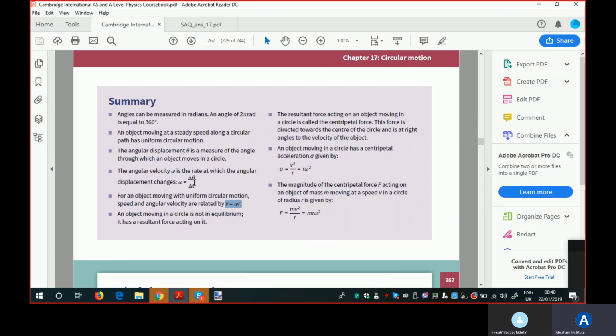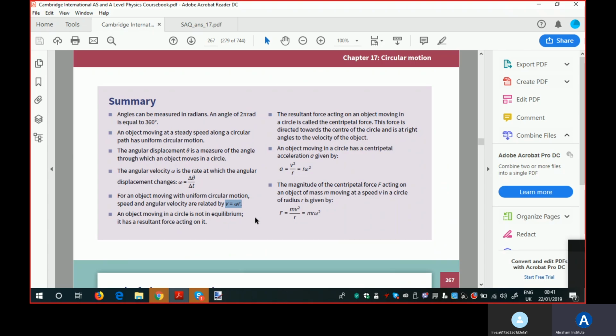Then angular velocity, this is the equation: theta divided by t. Change in angular displacement divided by the time taken. And then you can use this equation to convert between tangential speed and angular speed: v equals omega r. For an object moving with uniform circular motion, speed and angular velocity are related by this equation.